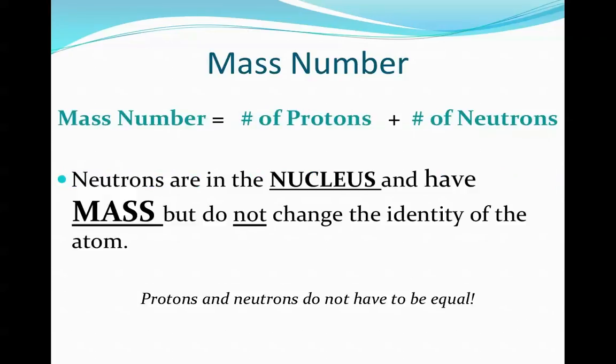Neutrons are in the nucleus and they have mass but do not change the identity of the atom. Protons and neutrons don't have to be equal. A lot of the elements that we deal with that have an atomic number 20 or under tend to have relatively the same amount. However, as you get to larger elements, you're going to see that protons and neutrons definitely are not equal. So just keep that in mind, because a lot of students make that common misconception.